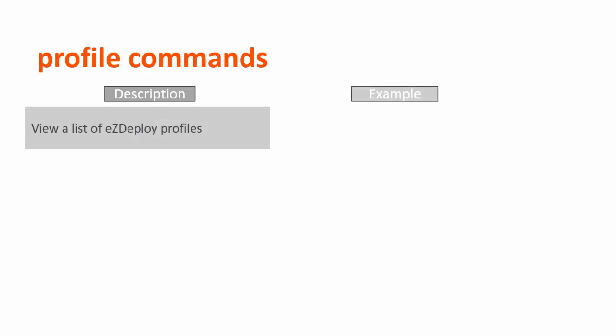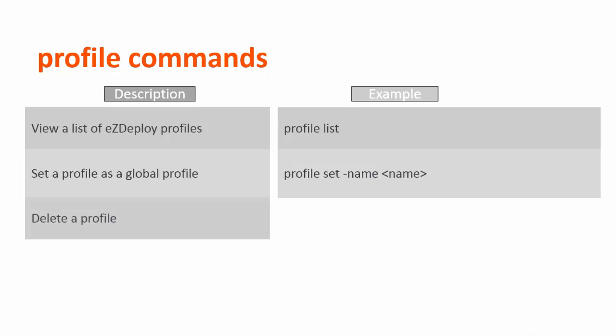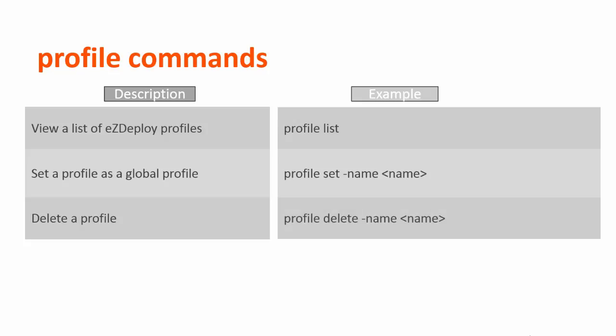The profile list command shows all the profiles in your environment. The profile set command sets an existing profile as a global profile. And lastly, the profile delete command allows you to delete a profile. For details about the eZDeploy utility and profiles, visit the documentation portal at docs.bmc.com.